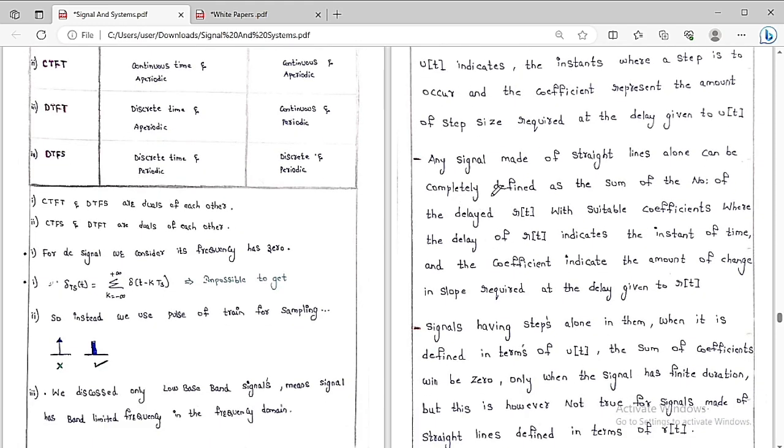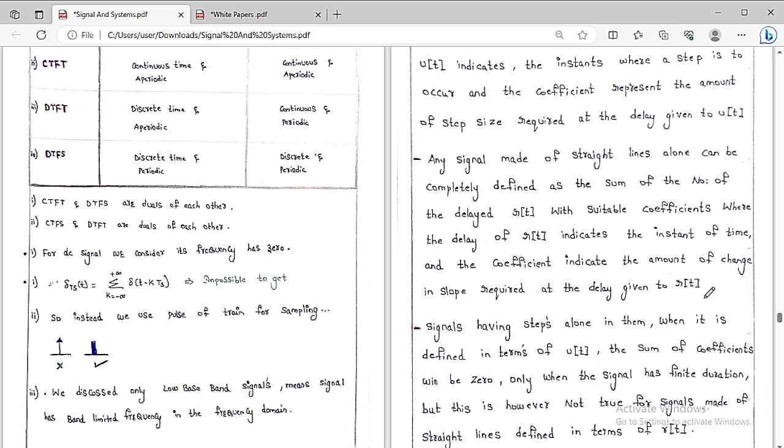The next point is, any signal made up of straight lines alone can be completely defined as the sum of the number of delayed r of t with suitable coefficients. The delay of the r of t indicates the instant of time, and the coefficient indicates the amount of change in slope required at the delay given to r of t. So listen carefully. Any signal made of straight lines alone can be completely defined as the sum of the number of delayed r of t with suitable coefficients, where the delay of r of t indicates the instant of time, and the coefficient indicates the amount of change in slope required at the delay given to r of t.